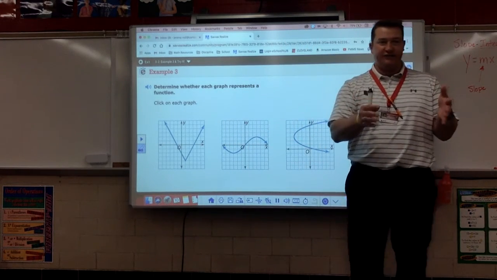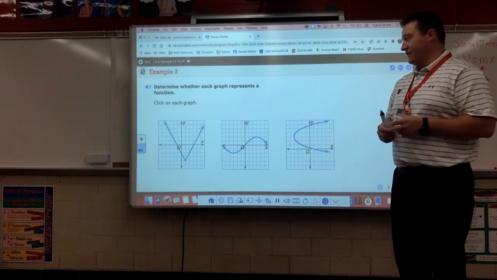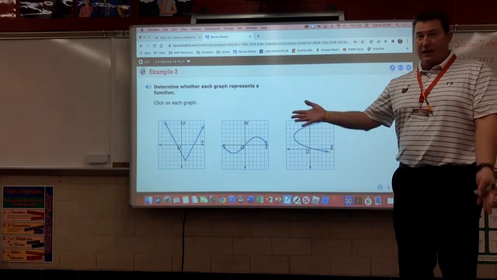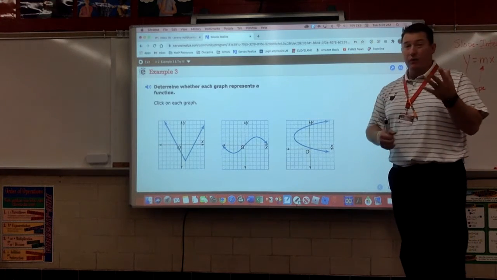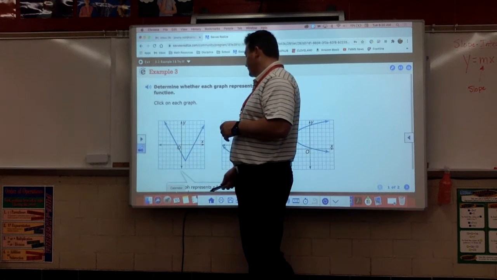And guys, we have a very simple test that we call the vertical line test. And all we have to do is apply this test to these 3 graphs, and then we will know if they're a function. All right? I love the vertical line test.